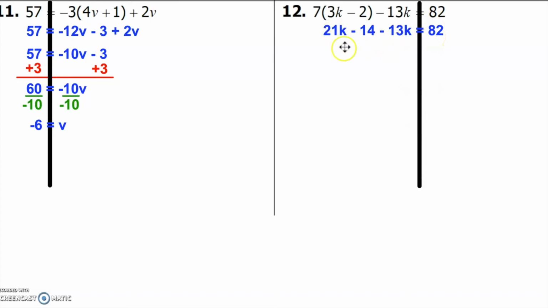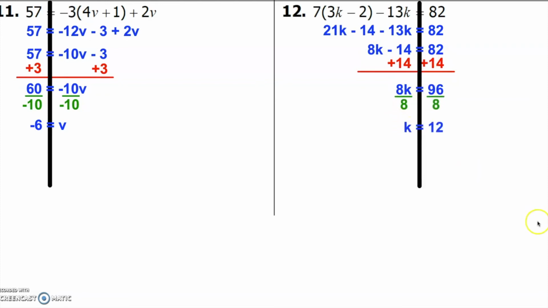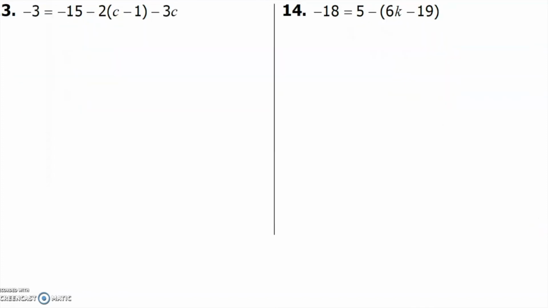Now I can combine those like terms of the 21k and 13k. That becomes 8k. Bring down the negative 14. Now you can add 14 to both sides and be left with 8k equals 96. Divide by 8, and k is 12. Remember to try and pause and do these problems before we get to the solution.